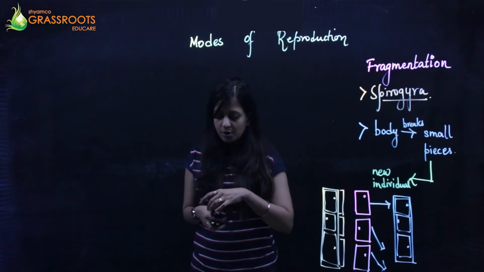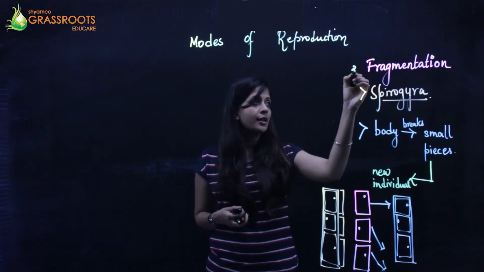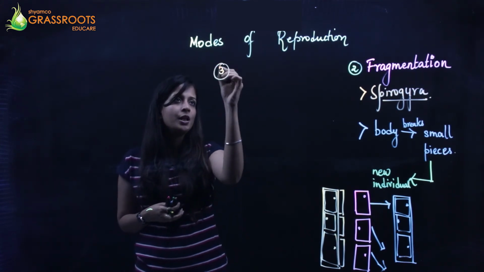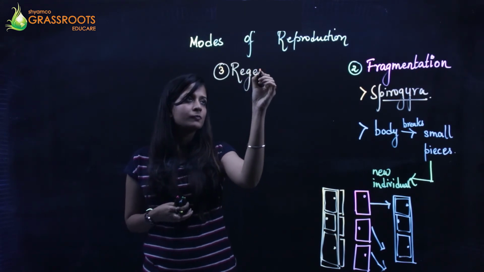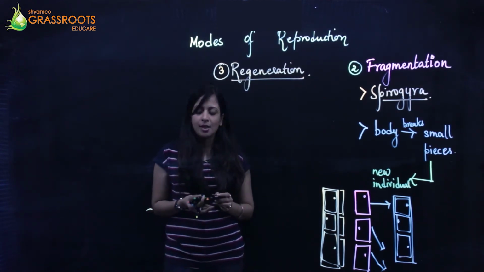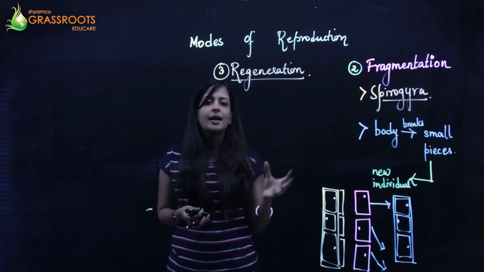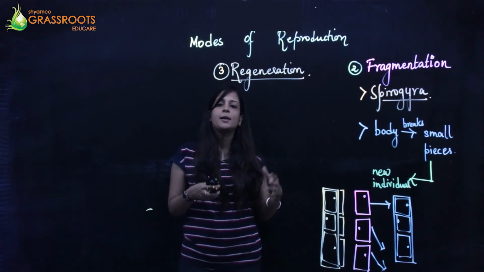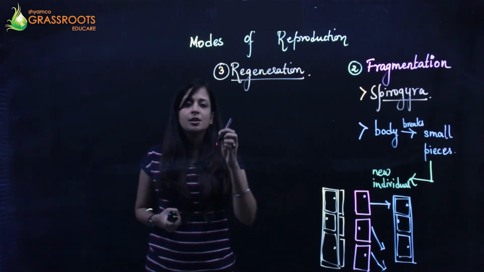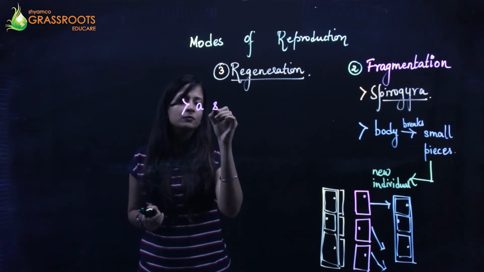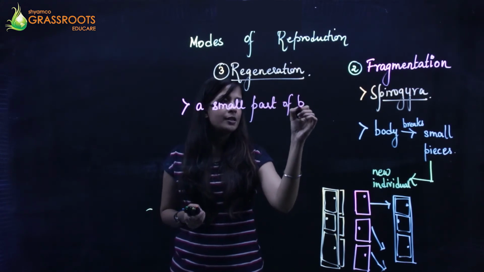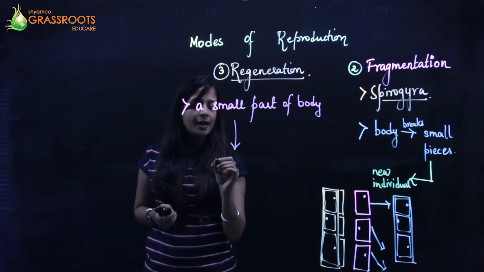Now the next method by which it takes place, this was the second method, is known as regeneration. Now, what happens in the case of fragmentation is that the entire body is broken into small pieces which are capable of giving rise to new individuals. But in case of regeneration, what happens? A small body part is capable of giving rise to an entire individual.